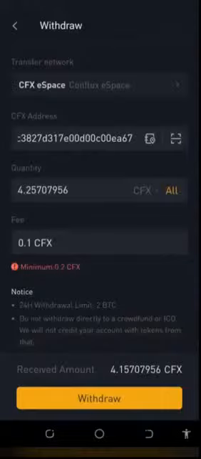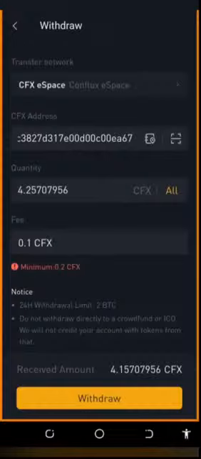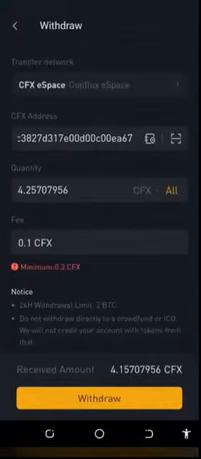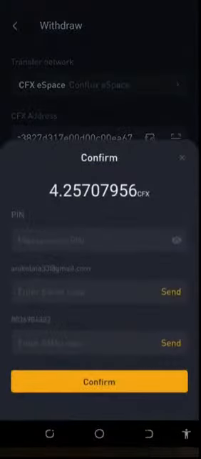What do we get? 4.15. Good. I knew we're going to lose some money, but that's fine. The fee is 0.1 FX. Okay, great, no problem, as long as I get my money out. I mean, all we were just doing was risking $1, right? So let's go ahead. It says what? What did it say? Okay. So I'm just going to put in all my details and I'll see you on the other side.